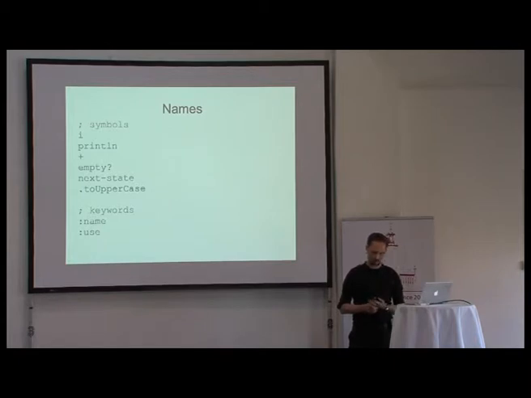Also, the dot is a special form which is used for the Java interoperability, which we'll look at a bit further on. And then apart from regular symbols, you also have keywords, which begin with a colon and stand for themselves. They never belong to a namespace, they stand explicitly for themselves. And they are used commonly as keys in data structures, but also by certain functions and operations as directives.